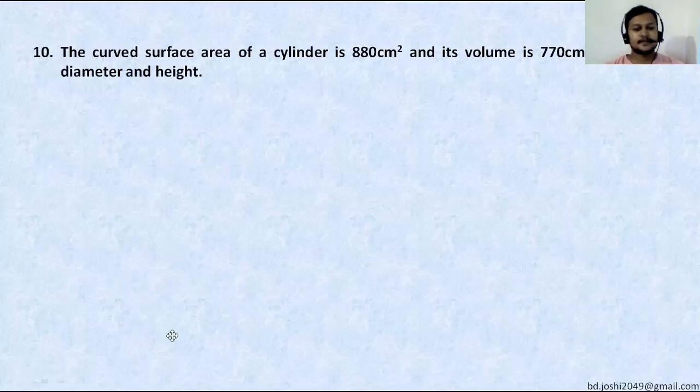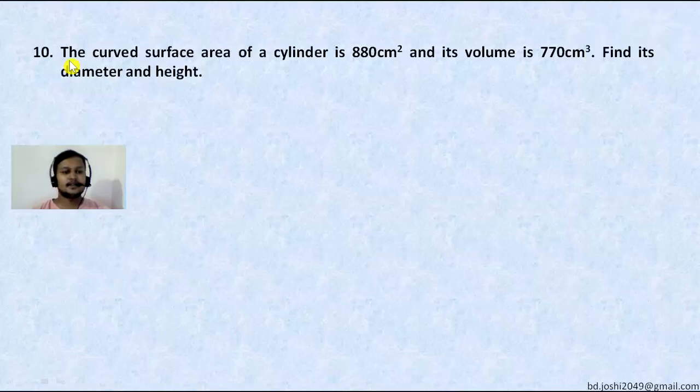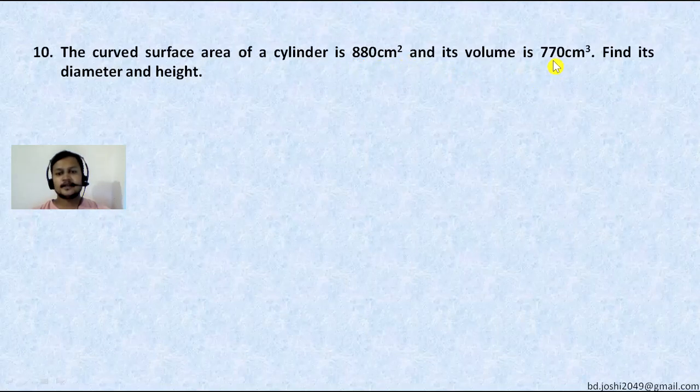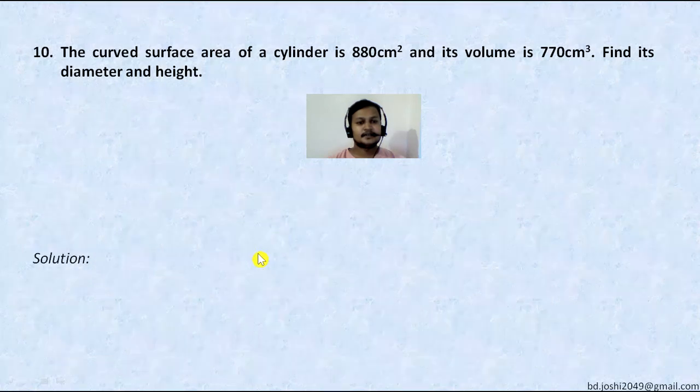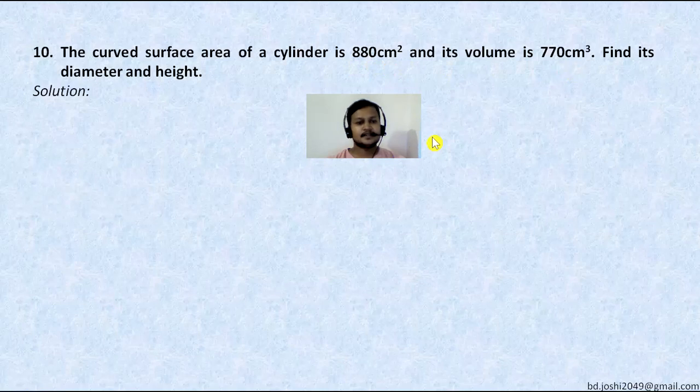It is a bit different, because of that reason I included this one also after 9. The curved surface area of a cylinder is 880 square centimeter and its volume is 770 cm cube. Two values are given. One given thing is curved surface area, another one is volume. The question is to find its diameter and height. We have to find out the diameter as well as the height of the cylinder. So use the given formula for given things. Given things are curved surface area as well as volume.